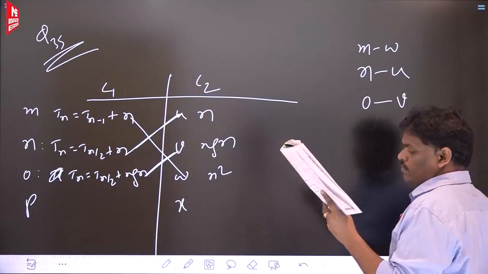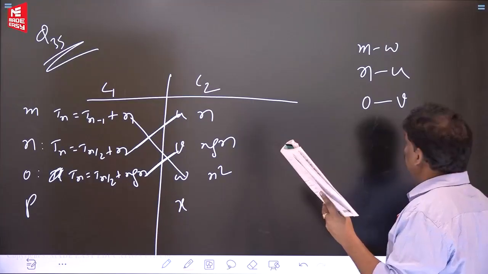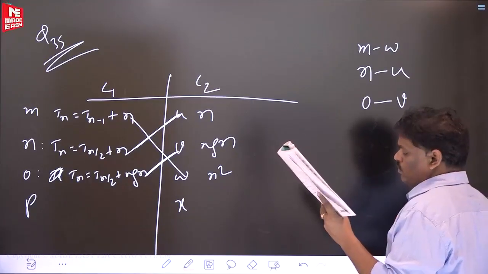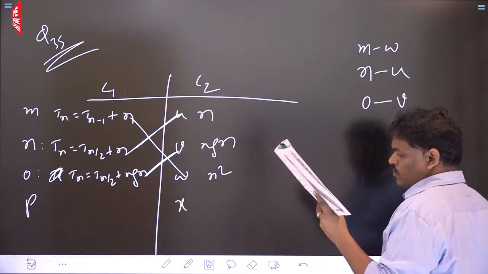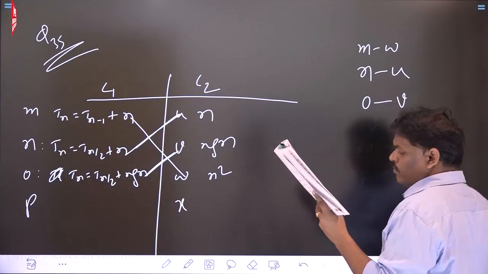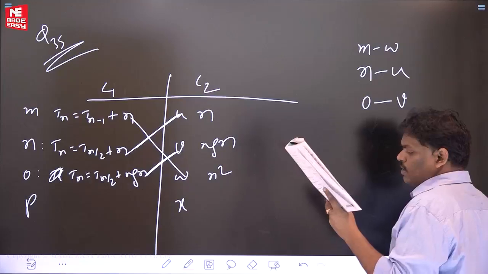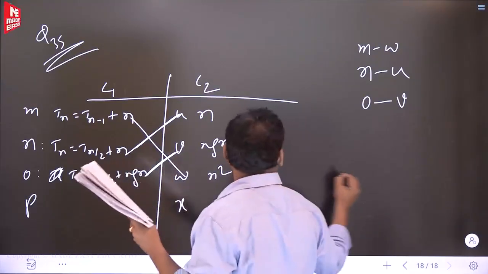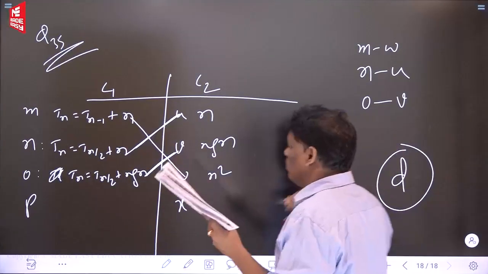Which option? M, W, N, U. I think B and D are one option. Next one, O, V. I think the answer is going to be D. D option, until now. What is the last one?